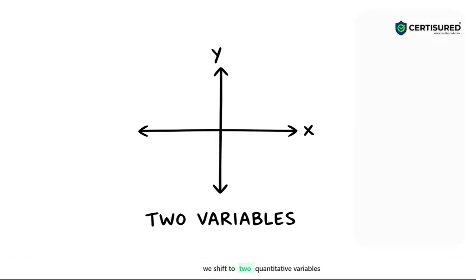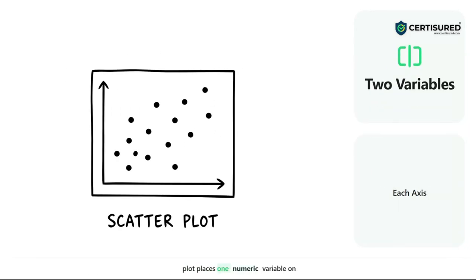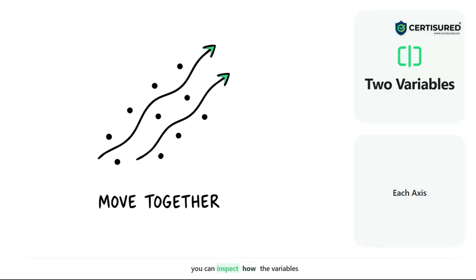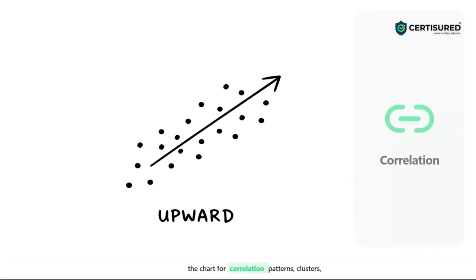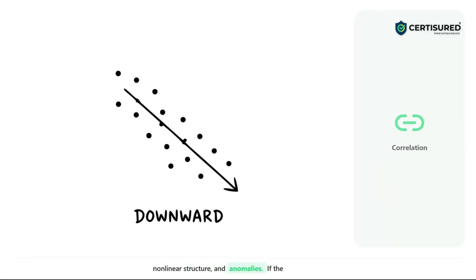Now we shift to two quantitative variables at once. A scatter plot places one numeric variable on each axis, and each point becomes one paired observation, so you can inspect how the variables move together. This is the chart for correlation patterns, clusters, nonlinear structure, and anomalies.